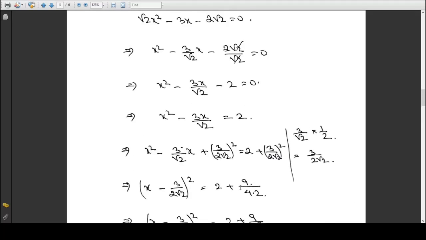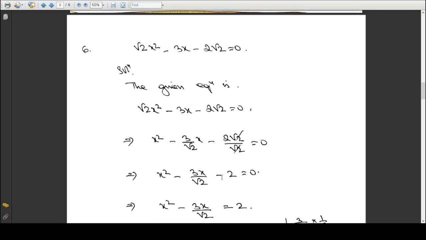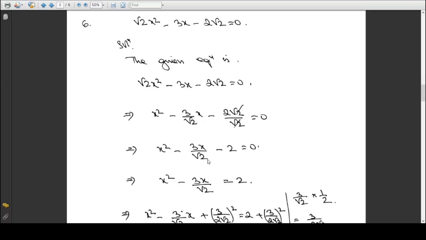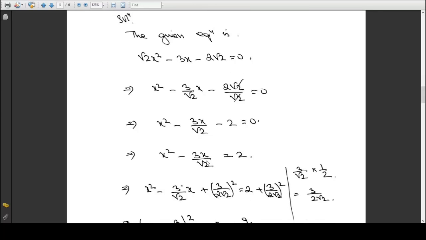Here is the same thing, but instead of multiplying root 2 on both sides, I've directly done dividing by root 2 on both sides. So I am doing the same problem in a different way.